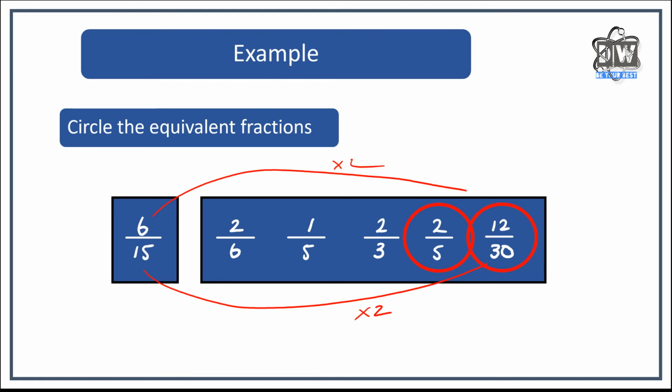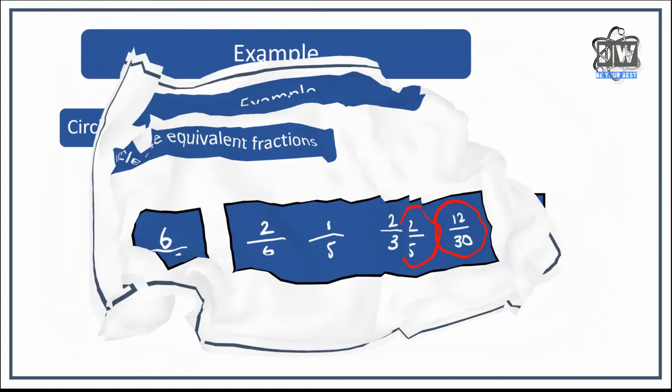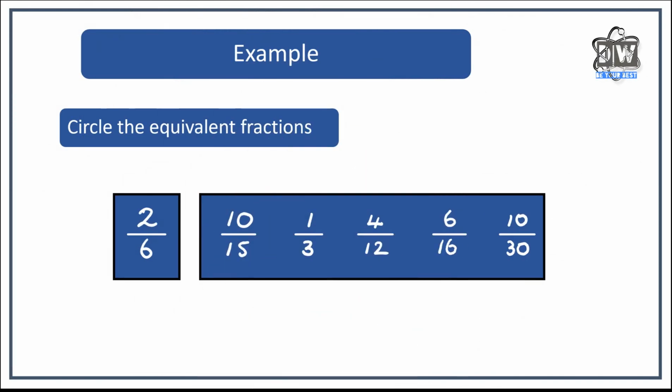So that's how you would do these questions. That's how I would do them. And then you'd go from there. So you give it a go now. You've got 2/6 as a starting point, and you've got to try and circle the fractions that are the same or are equivalent. Worth the same amount is the same thing as the fact that they're equivalent. So pause the video now, give it a go, come back and see if you've got it correct.